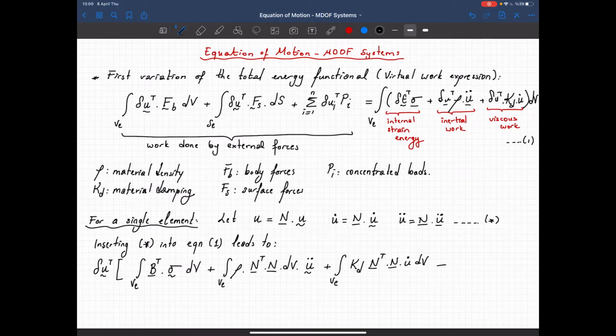So I will not write all the forces but just the body force, N transpose F body integrated over the volume must be equal to 0. Okay.